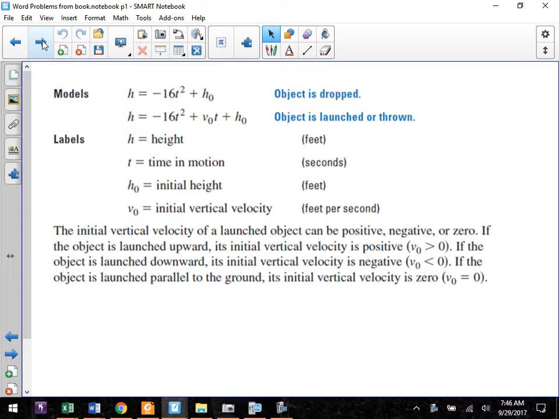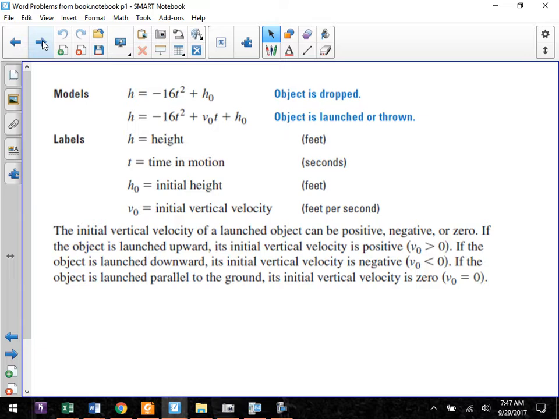Sweet. Good luck. Are you, get it? Initial velocity. It's one of those days.